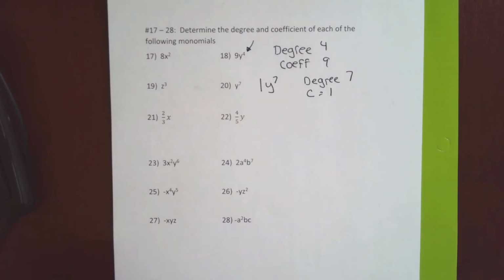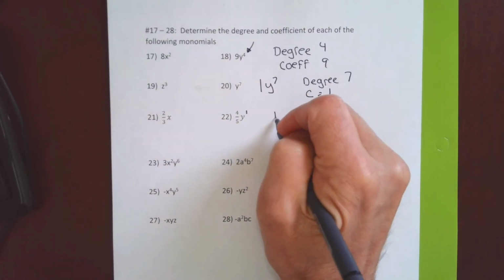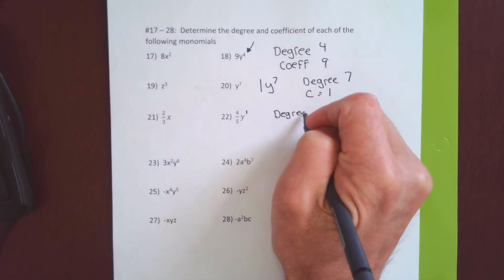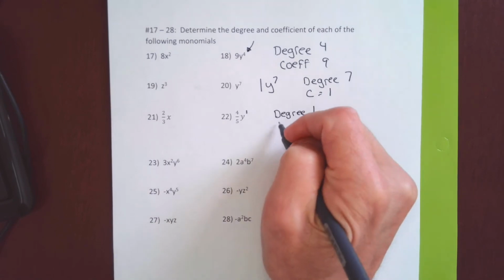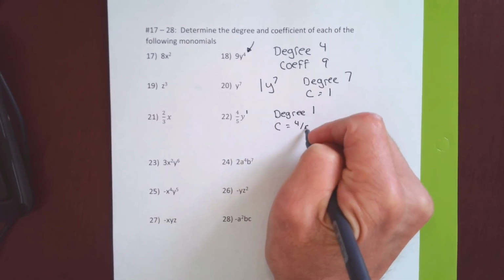In problem 22, single variable, that y has an implied exponent of 1. We say this is a first degree monomial. The degree is 1. And the coefficient is the fraction in front, which is 4/5.